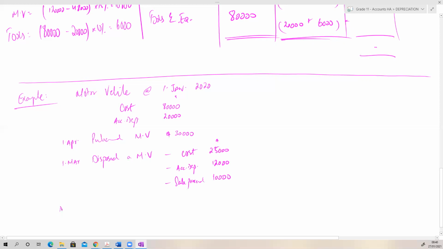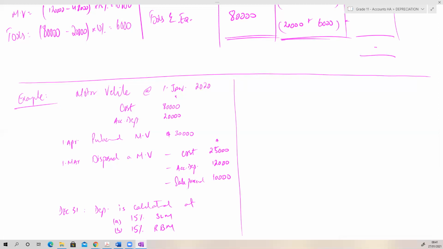And depreciation is calculated at, there are two requirements. The first is 15% SLM and the second requirement is 15% RBM. तो SLM से भी कैलकुलेट करके देखेंगे, RBM से भी कैलकुलेट करके देखेंगे. ठीक है. So this is the question.